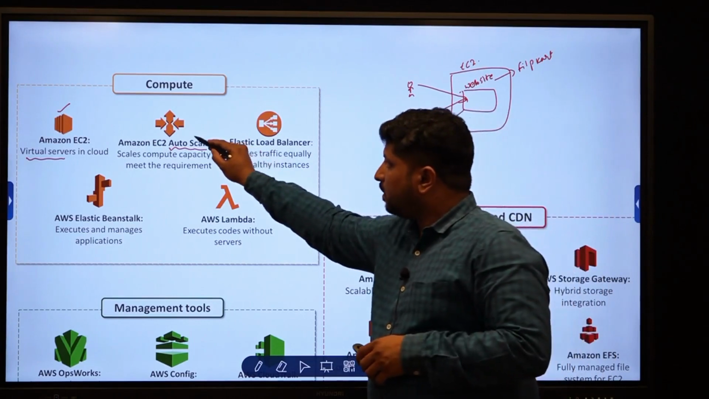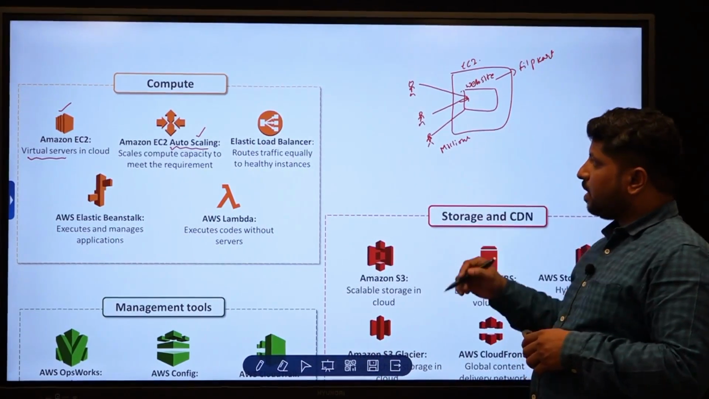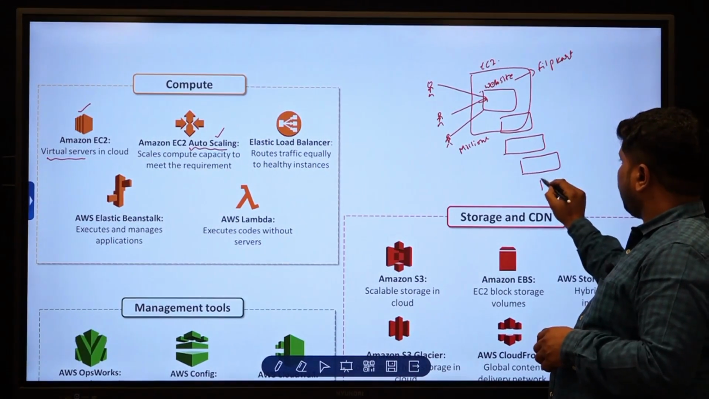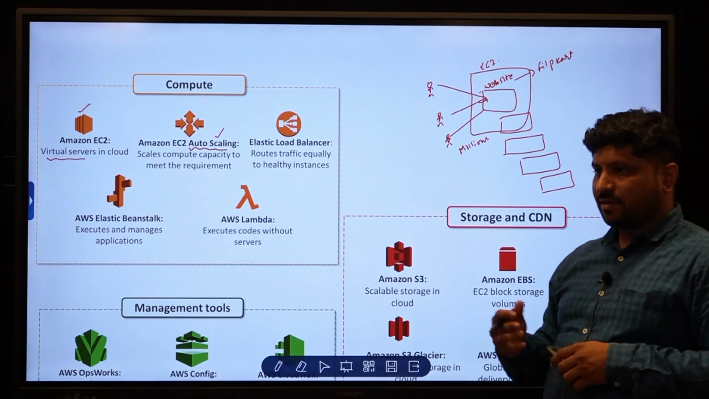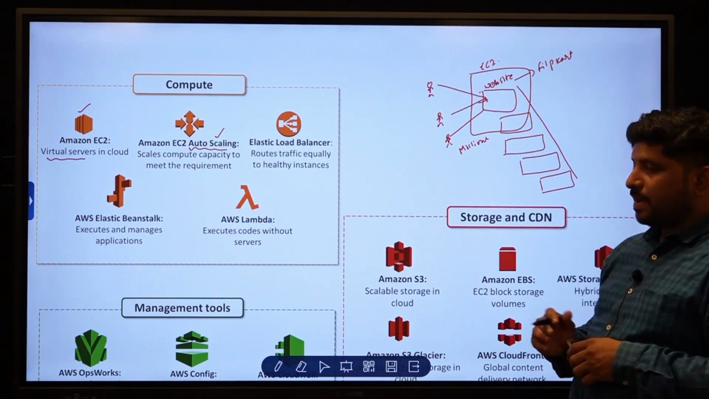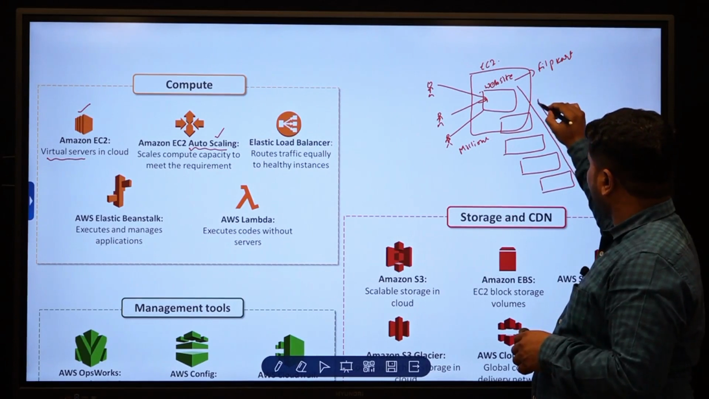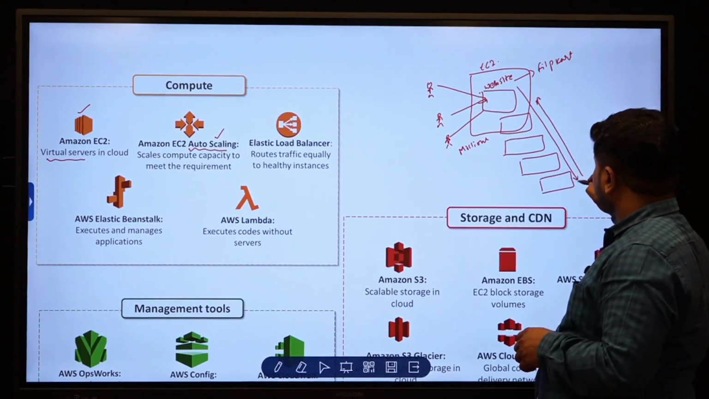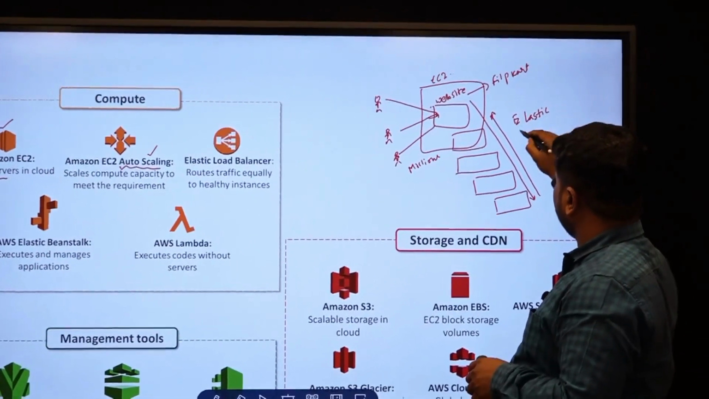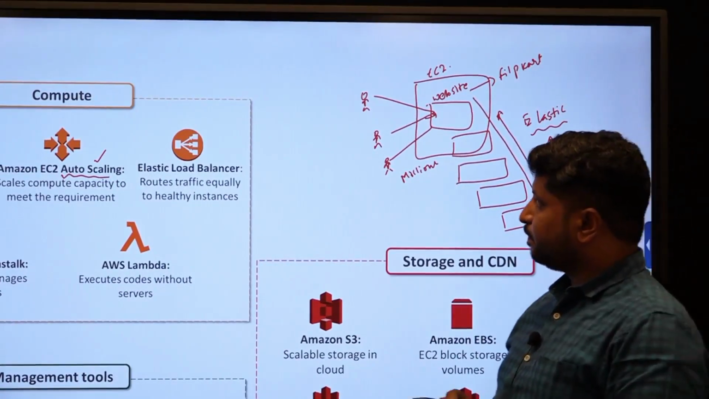If you are going to enable this particular auto scaling feature, then automatically AWS will be deploying as many EC2s as it requires, which is called auto scaling. Once the Big Billion Days are over, then it will be reducing all these servers, which is a feature of elasticity, where there is scaling up or scaling down of the resources.